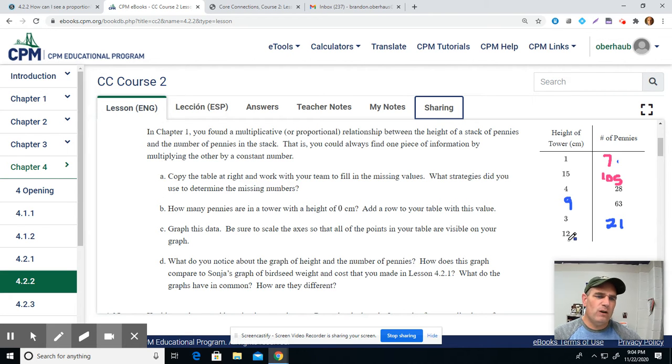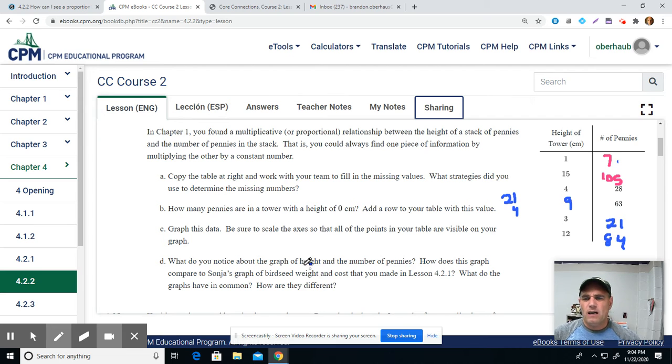And if I have 12 centimeters, how many pennies would that be? Well, I'm going to use this. We could multiply these by 12 if we want, but I'm just going to take this number and multiply it by 4 because that would give me 12. So I multiply this by 4. So 21 times 4 is going to be 84 pennies. There are other ways that maybe you decide to fill it out, but that's kind of how I filled it out.